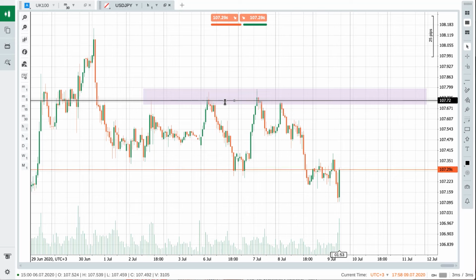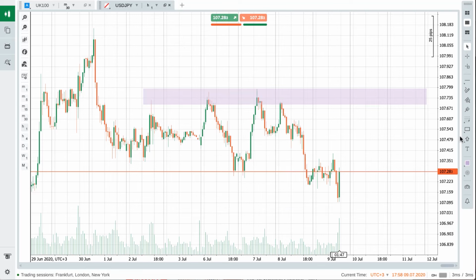But when we look at it through a different lens, when we look at it through a lens of, hey, you know what, this is a cluster, this is a zone, this is really showing us an area where we potentially could look for a reversal, where we potentially could look for a change in sentiment.